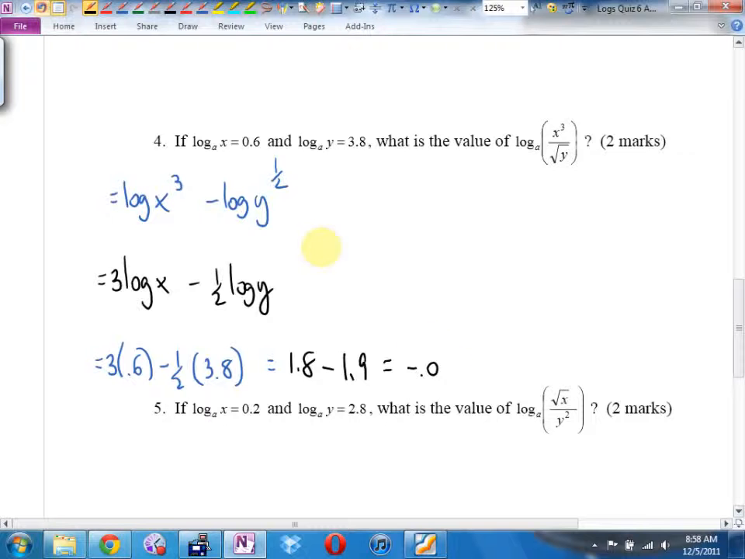And I would probably go something like this. Half mark if I saw you break it up. Half mark if I saw you move the exponents to the front. A half mark if I saw you make the substitution. And then a half mark for the answer.